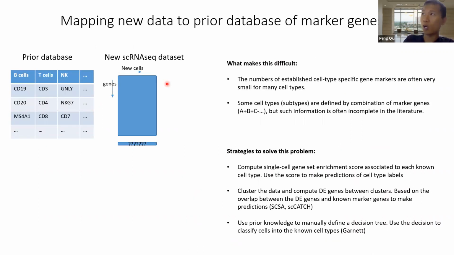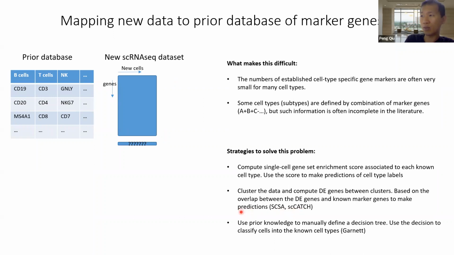All right, so regarding strategies for developing automated cell type annotation algorithms based on such prior knowledge. One idea is that we can take individual cells' gene expression profile and then compute something called single cell gene set enrichment score against these known gene sets, and then use the enrichment score to make predictions for cell type labels. This is actually an approach that's taken by these two algorithms. One is called SCSA, and the other is called SC-catch.